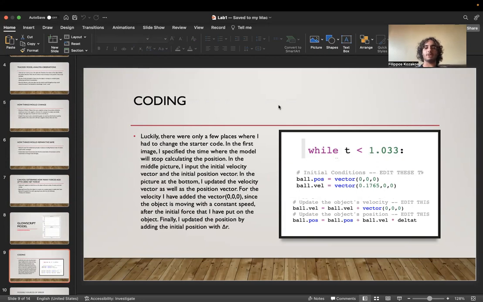In the first image, as you can see here, in the while t is less than, I specify the time where the model will stop calculating the position. In the second picture, in the middle picture, I input the initial velocity vector and the initial position vector. In the picture at the bottom, I updated the velocity vector as well as the position vector. For the velocity, I have added the vector 0, 0, 0, since the object is moving with a constant speed after the initial force that I have put on the object. Finally, I updated the position by adding the initial position of the ball with delta r.